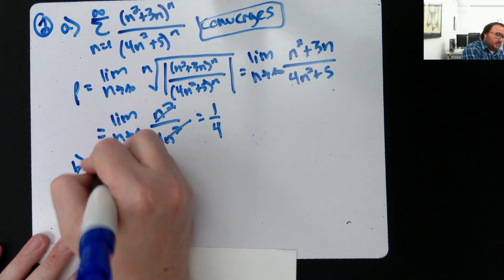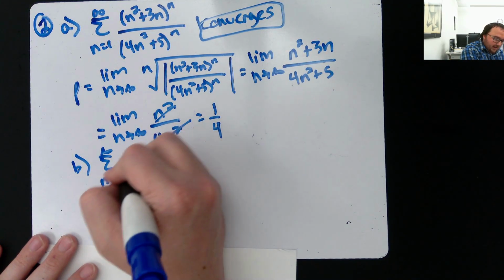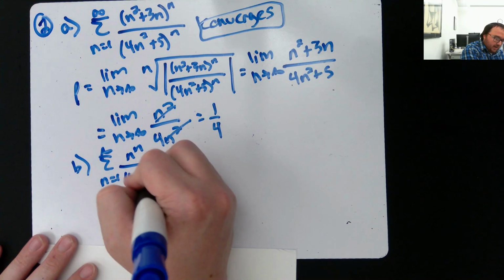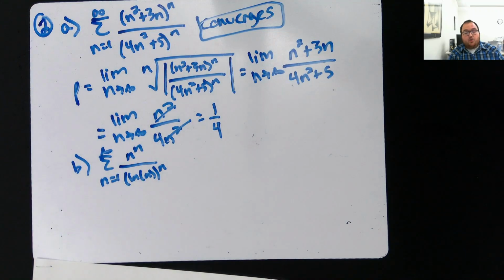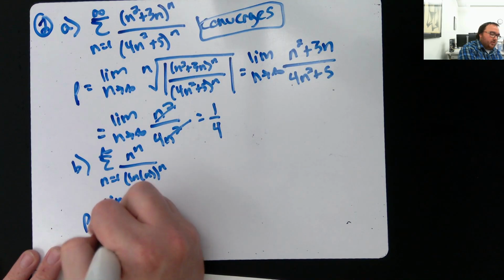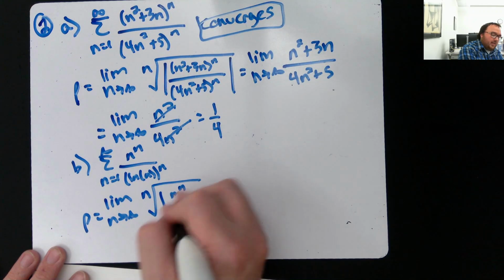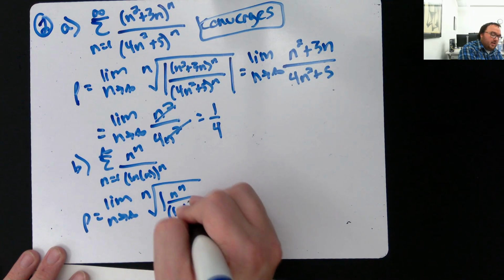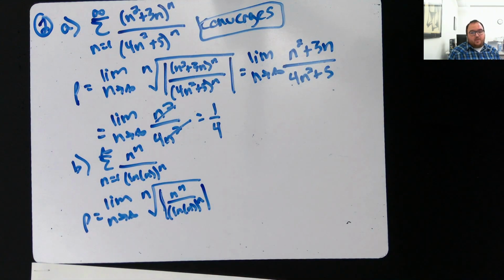Example B: sum from n equals 1 to infinity, n to the n over the natural log of n to the n. Again, everything is raised to the n, so I'm going to use the root test. Rho is going to be equal to the limit as n goes to infinity of the nth root of the absolute value of n to the n over natural log of n to the n. Everything's already positive, so I'm good there.